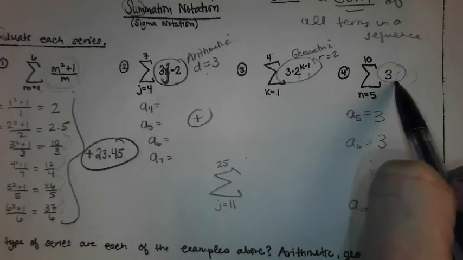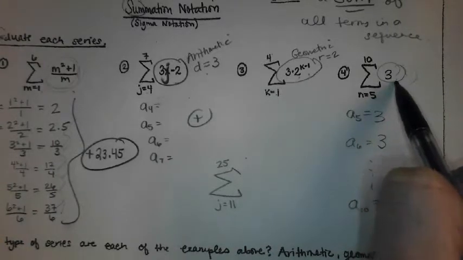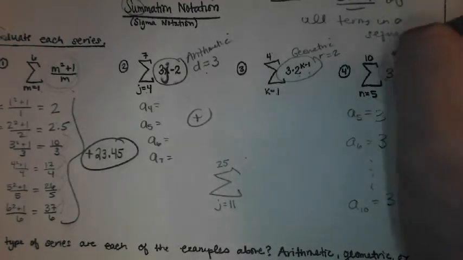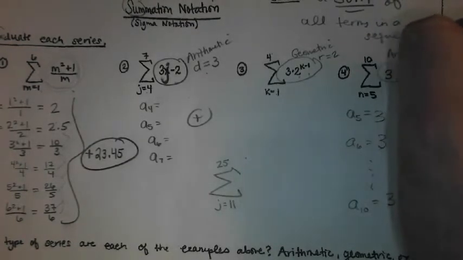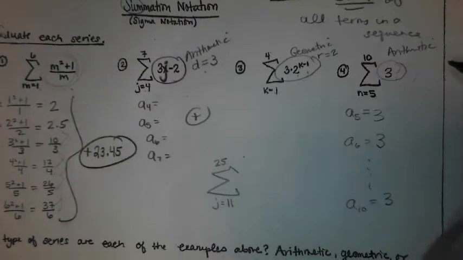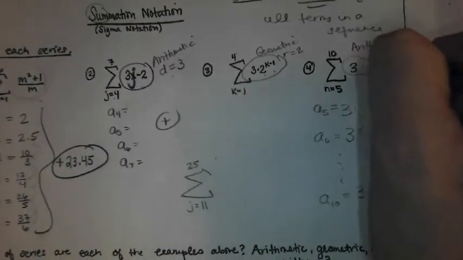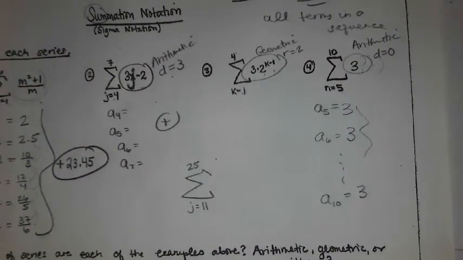Is that linear or exponential or neither? What'd you say, Maggie? It's linear. Y equals 3. That's a flat, horizontal line, so it's kind of a special one. But this is arithmetic, and what's the common difference? What's the slope of a flat line? What are we adding every time? 0. Okay? So that's kind of a tricky one.